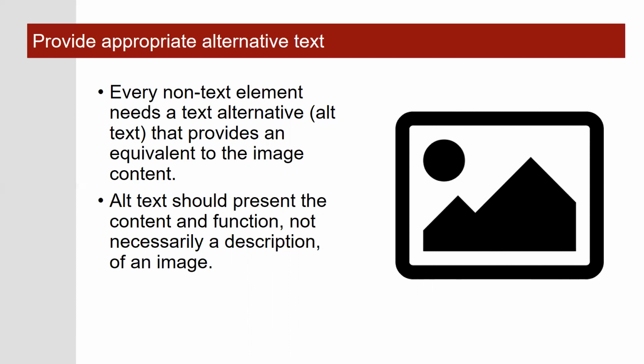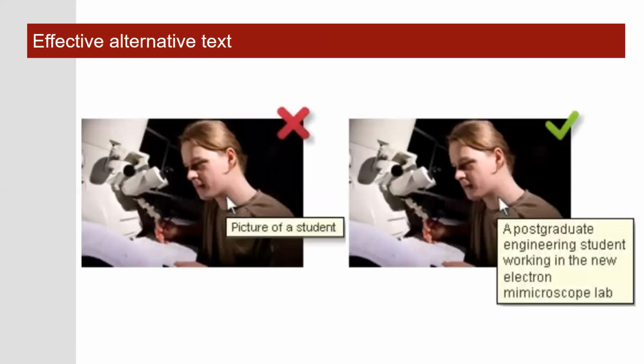Alternative text can be presented in two ways. Within the alt attribute of the image element, so that's when you have access to the HTML or are working with the HTML, or within the context or surroundings of the image itself. Alt text should present the content and function of an image and not necessarily a description of its visual appearance. I'll talk a bit more about that now.